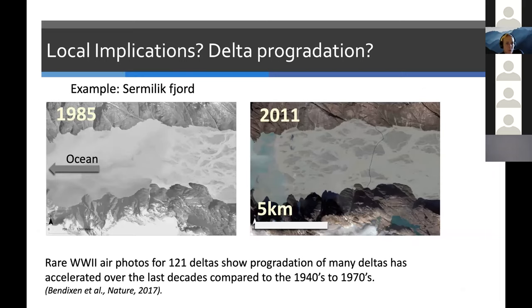I wanted to switch it a bit to local implications and tell you about delta propagation. So Mette Bendixen, for her PhD out of Copenhagen, was one of the students who got involved in using a rare air photo archive and applied that to 121 deltas to show progradation of deltaic systems. So she has old aerial photos, the earliest satellite imagery, and then a more dense satellite record for the later parts of the 90s into the 2000s up to now.